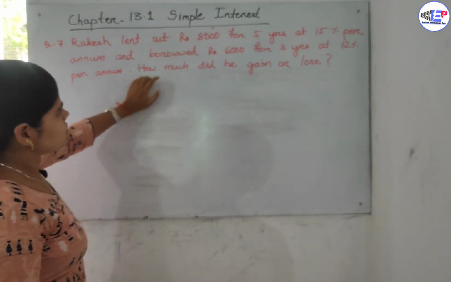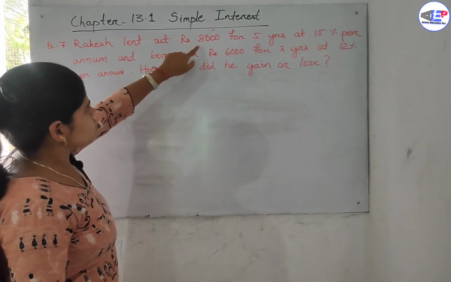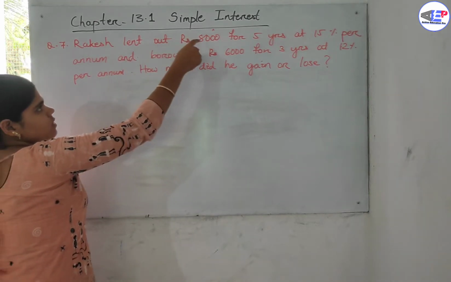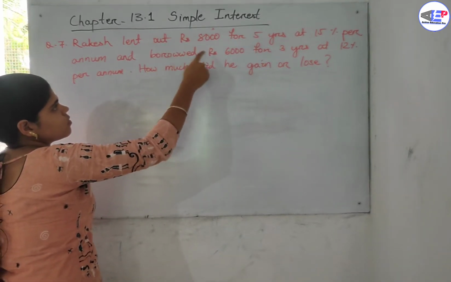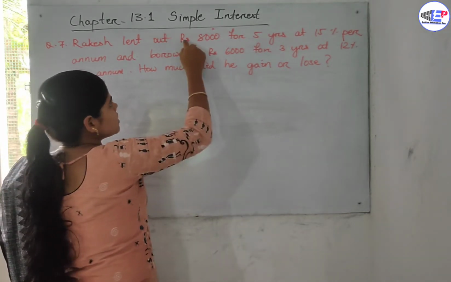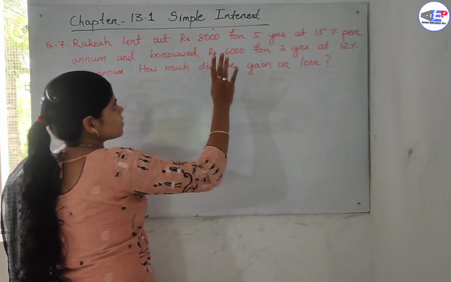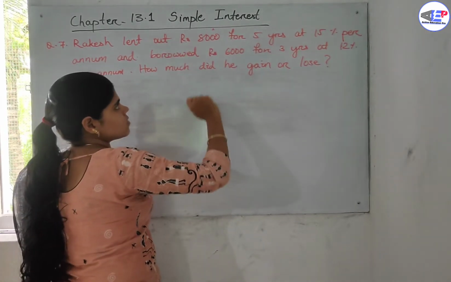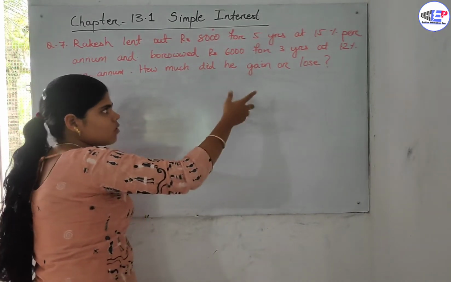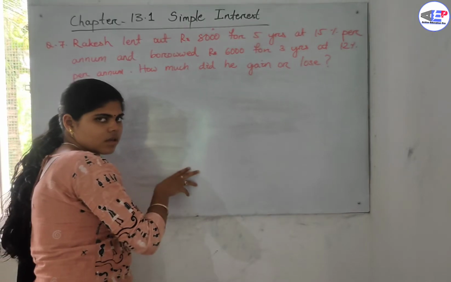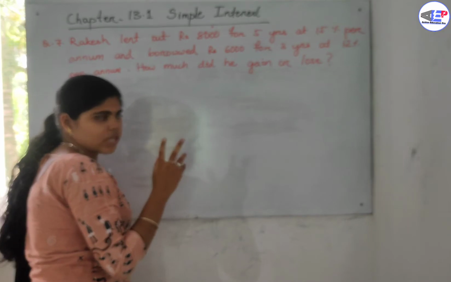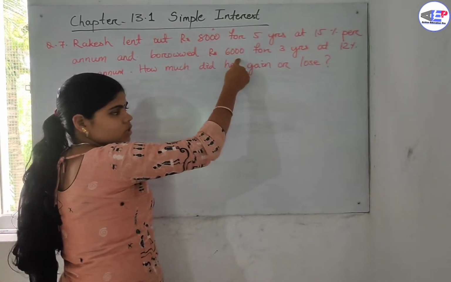Look here, there are two cases. Here in the first case, he lends out 8,000 rupees and then next he borrowed 6,000 rupees. So you have to calculate interest two times for this lent out money and this borrowed money. He gives another person 8,000, means he lent the money, and again he borrowed 6,000 rupees from some other person. So you have to calculate the interest two times, for this lending money and for this borrowing money.